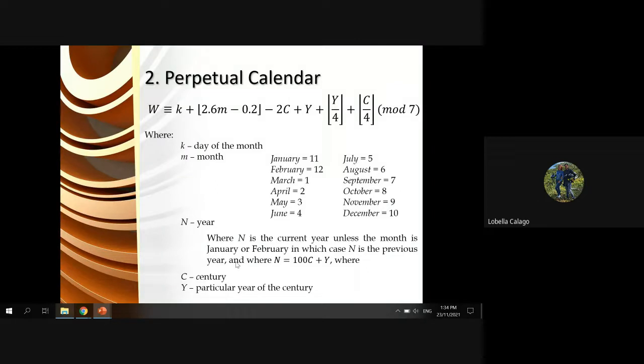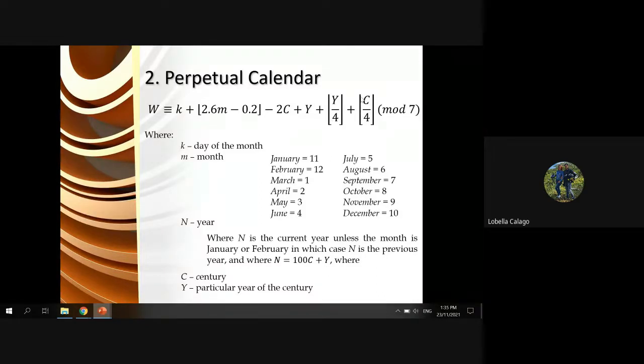Okay, so we will continue. C is for the century and Y is for the particular year. We will see that later. N is the current year unless the month is January or February, in which case N is the previous year, and N is 100C plus Y. We will see that later.